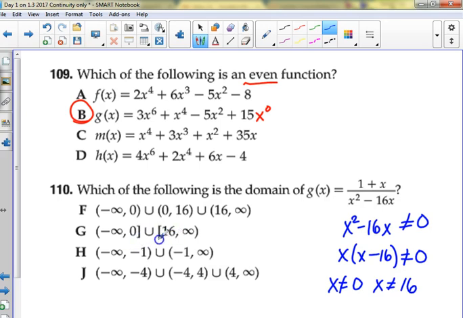Why is it not G? Hard brackets, but it also says it can't be anything in between 0 and 16, right? And it actually can. All right.